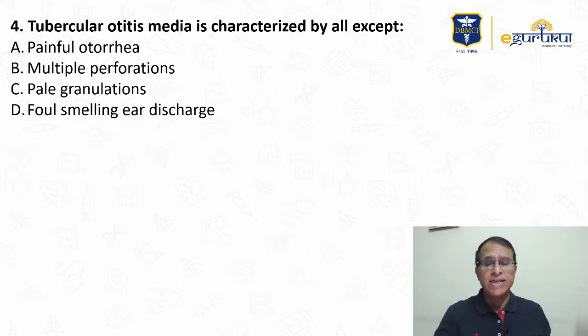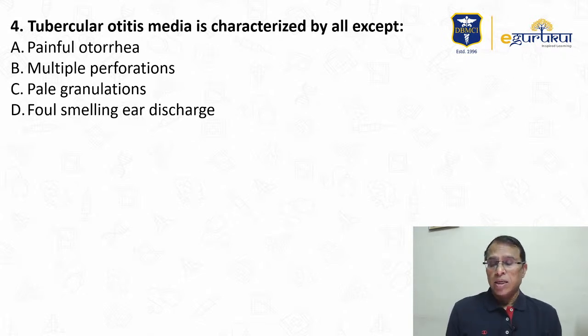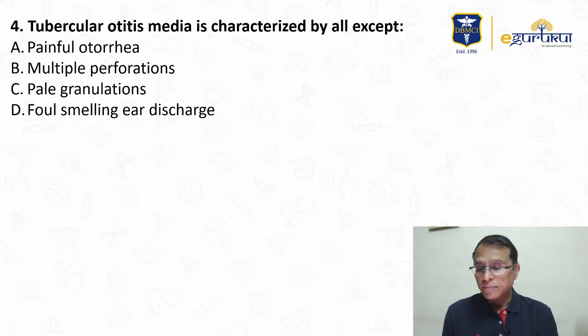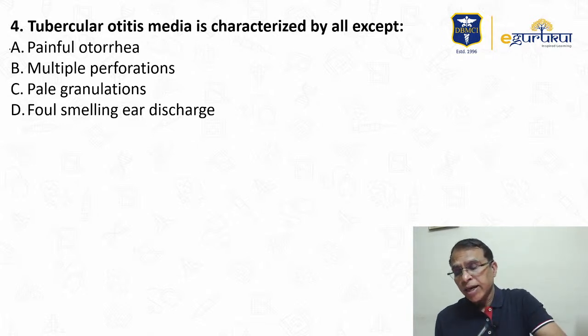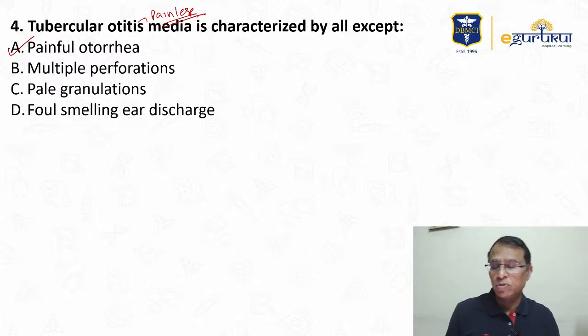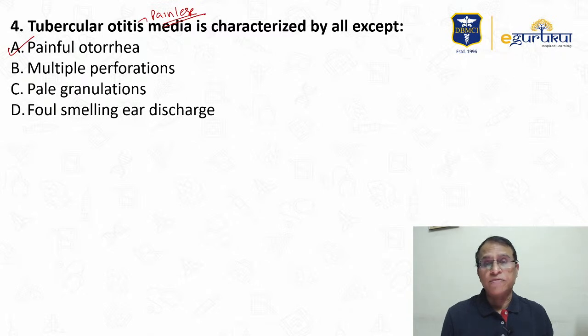Tuberculous otitis media is characterized by all except. Very simple question. Last year's question it was. Painful otorrhea, multiple perforations, pale granulations, and foul smelling discharge. So which is not a feature of tuberculosis of the ear basically? What is your answer? Yeah, A. Tuberculosis is painless. It's a very, very important point. There is no pain of the ear in tuberculosis. It's a painless disease, and therefore A is the correct answer. It is not a feature of tuberculosis.